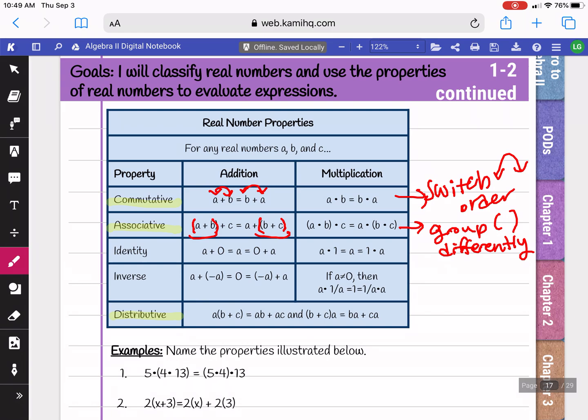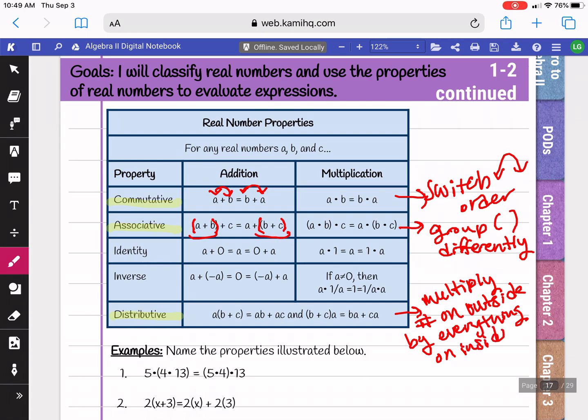Distributive property you've seen a lot in algebra. That tells you that you multiply what's on the outside by everything on the inside of the parentheses. So whatever's on the outside of the parentheses, you multiply everything on the inside. So here they have A, and you would multiply it times B, giving you AB, and then times C, giving you AC. If they put it on the right, but it's still on the outside, it's the same thing. So here they're multiplying A times B, and then A times C.